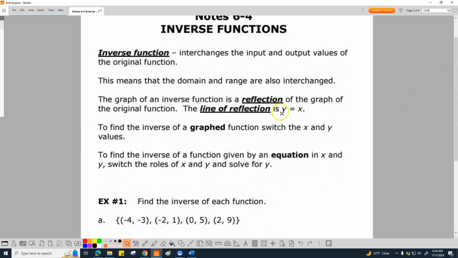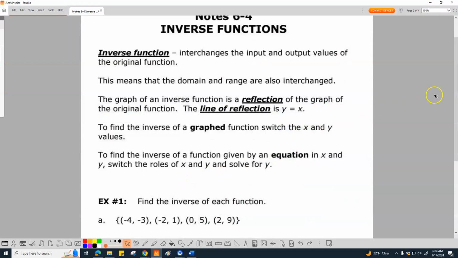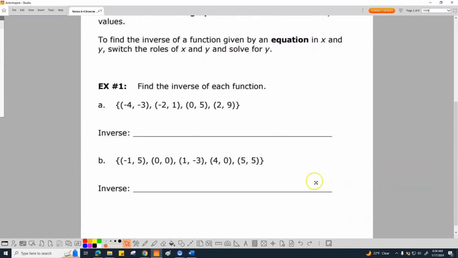The line of reflection is y equals x. That's what I showed you already. That was this line, this y equals x. It shows you where it's reflecting over, and that's super important to know. So I'm going to go ahead and get into this real quick. There's multiple ways to express the inverse, but as long as you realize what the deal is, you're switching the x and y's. So check out right here.